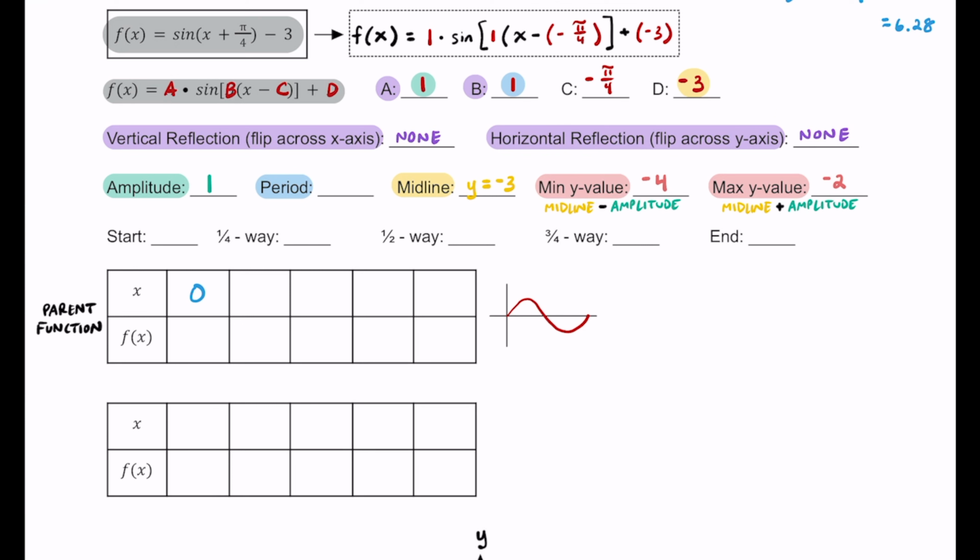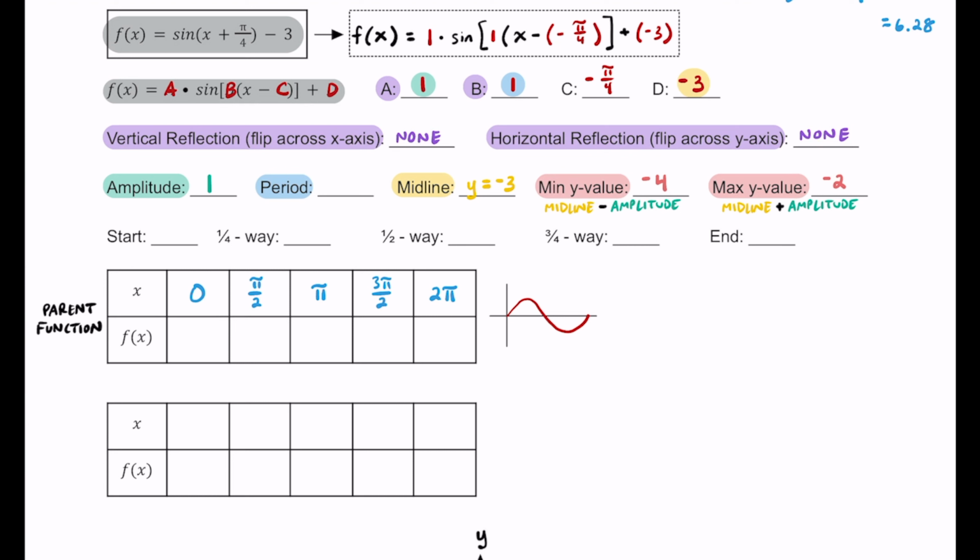It's always going to start at 0, and then it's going to go to pi over 2, which is 90 degrees, and then we're going to go over to pi, which is 180 degrees. Then we go over to 3 pi over 2, which is 270 degrees, and then we go back to 2 pi, which is at the same location as where 0 was.